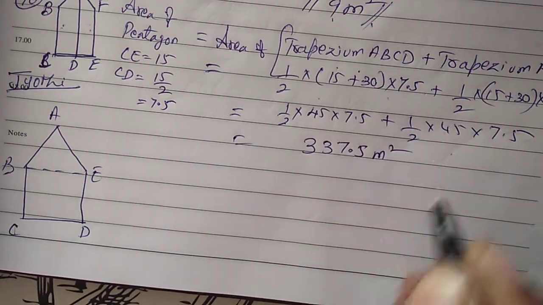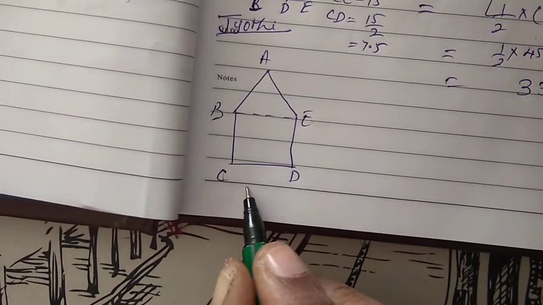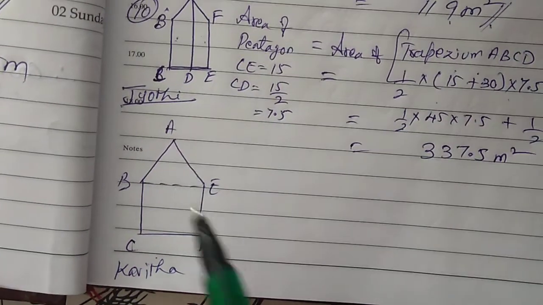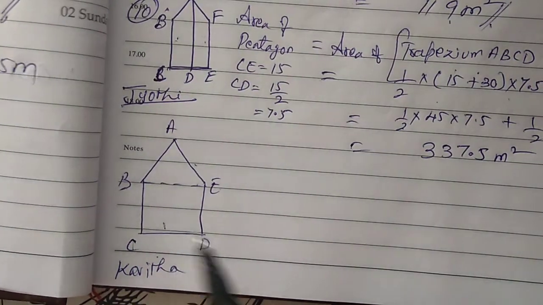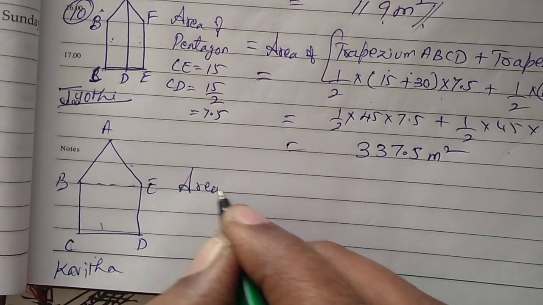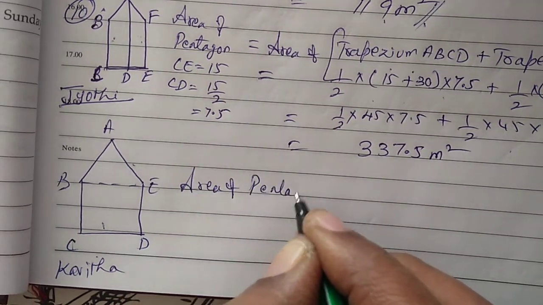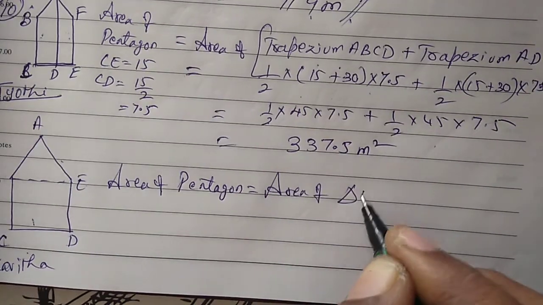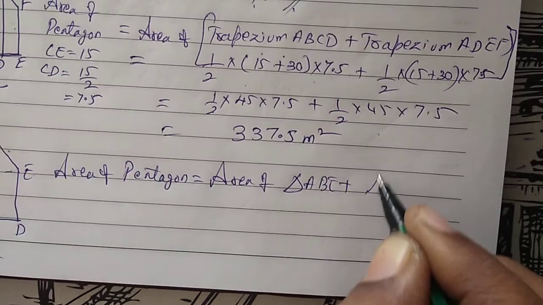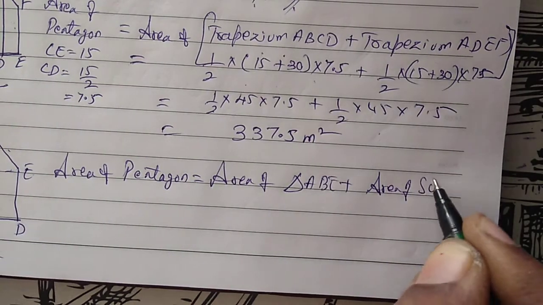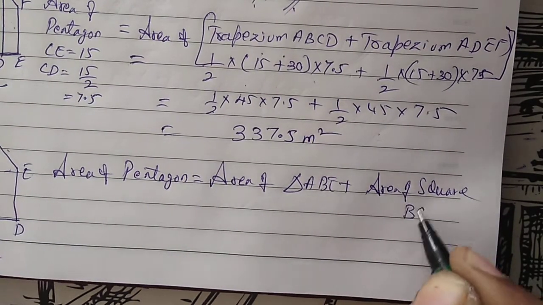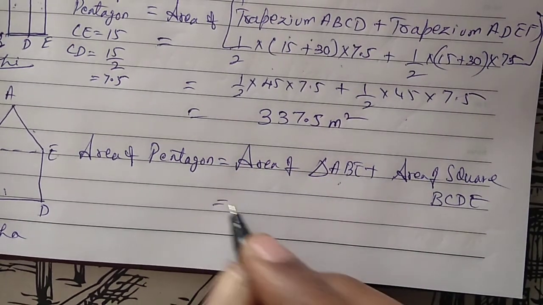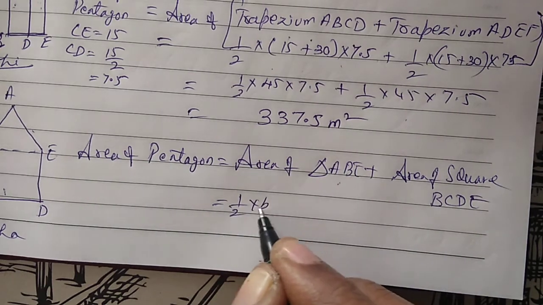Next, Kavita's diagram. This is of Kavita. How she had split this into 1 triangle and 1 square. So by Kavita, area of pentagon is area of triangle ABE plus area of square BCDE. Now area of triangle ABE is what? Half into base into height. And area of a square is side into side.